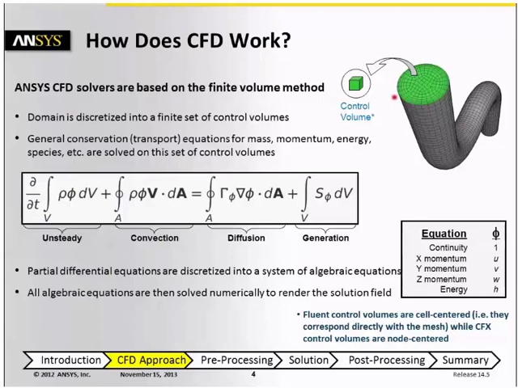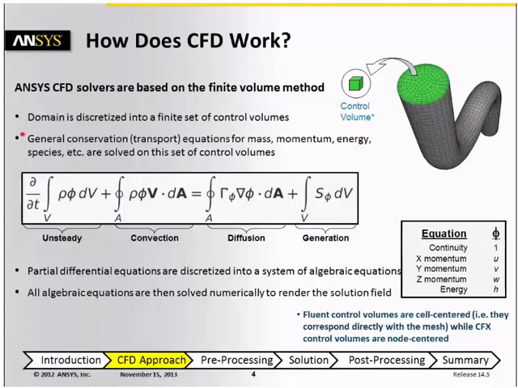You can see this on the right. The domain is part of a tube, and you can see from the mesh lines that there's a large number of mesh cells or control volumes. In Fluent, the control volumes are the mesh cells themselves. If you happen to be familiar with CFX, the control volumes are slightly different, but the basic idea is the same.